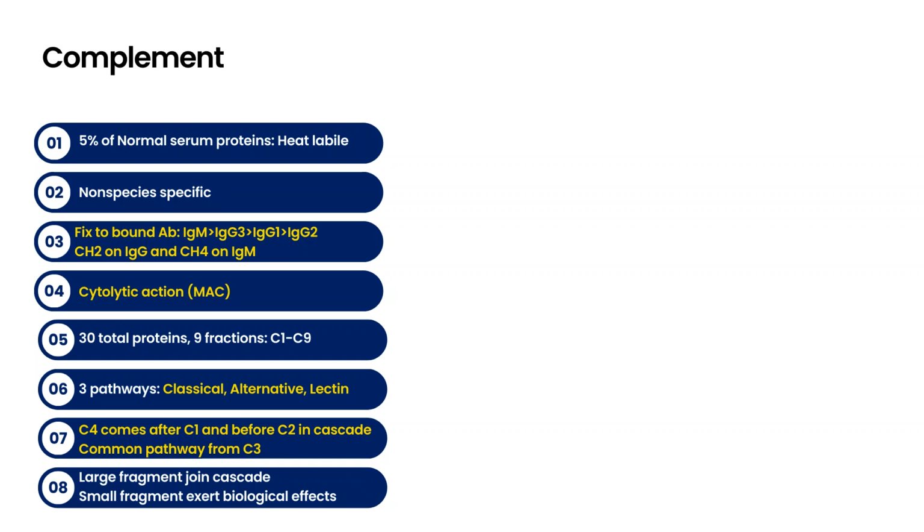Now, the larger fragments which are formed in these pathways, because these pathways involve enzymes and enzymes will act on substrates, and some of the products will be larger in size and some will be smaller in size. So the larger fragment will join the cascade and continue the cascade pathway, and the smaller fragments exert the actions.